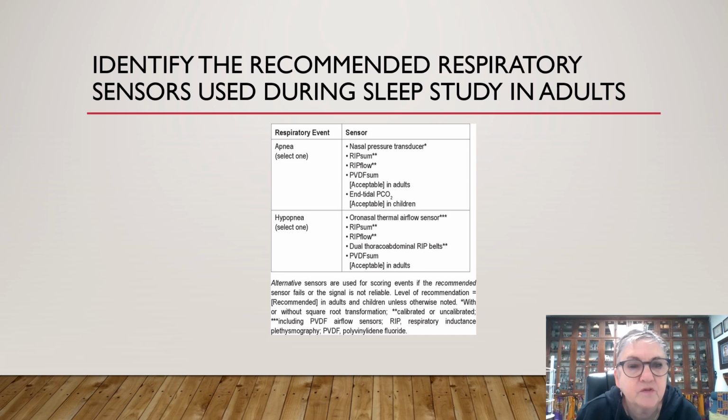Here are the recommended sensors to help with scoring a respiratory event in apnea. You select one of the following: a nasal pressure transducer, RIP sum, RIP flow, or PVDF sum, which can be acceptable in adults only, and end-tidal CO2, PCO2, accepted in children. For hypopnea, the oral nasal thermal airflow sensor, RIP sum, RIP flow, dual thoracoabdominal RIP belts, or PVDF sum, which is acceptable in children, but not in adults.